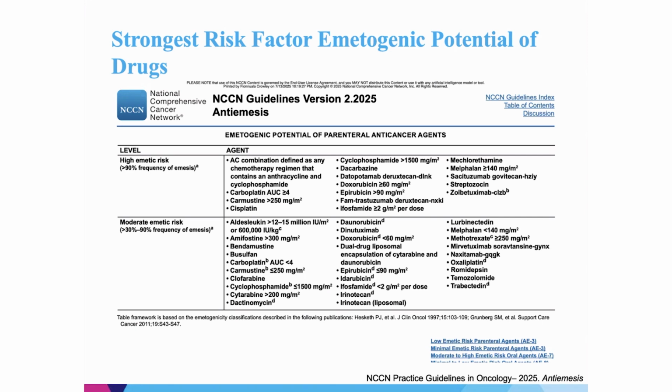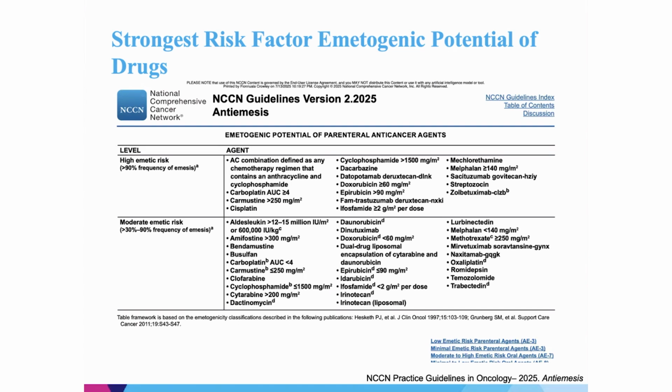A few things to note, though. One thing is that the dose of the medicine matters. So I'll give an example of carboplatin, which the patient in the case we're doing now is getting. So carboplatin, if you're giving an AUC under 4, that's not highly emetogenic, but if you are giving an AUC greater than 4, which is a higher dose, then it is in the high emetic risk category. So the dose that you're giving matters for a lot of these agents.